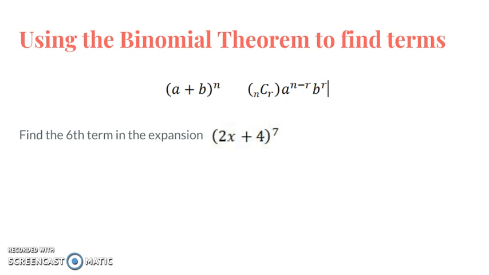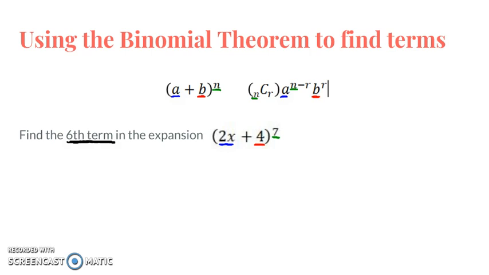So starting out in this example down below, I've got a 2x. Well, 2x is my a, right? So that's going to go in for my a here. I've got a positive 4. That's my b. So I'm going to have to plug in a 4 here. And then my n value is 7. That's my n. So I'm going to have to plug in a 7 there, and a 7 there. So the only value I don't have is my r value. Well, my r value comes from this right here. That's going to tell me my r value.